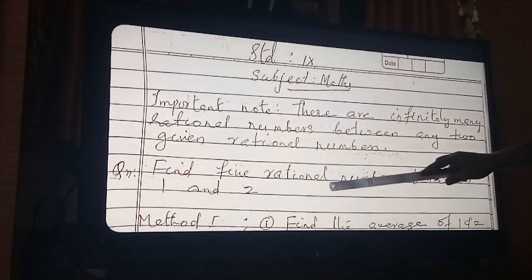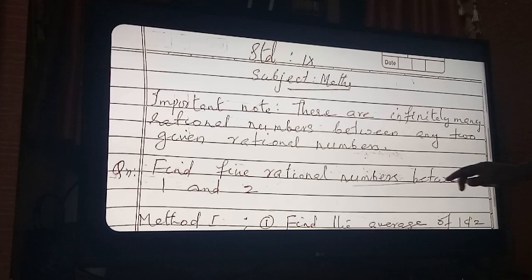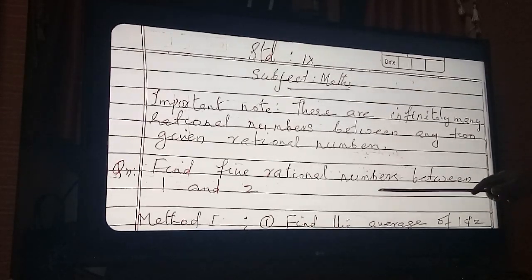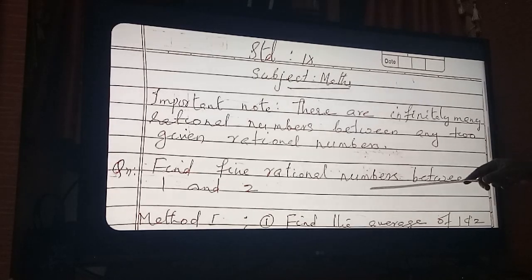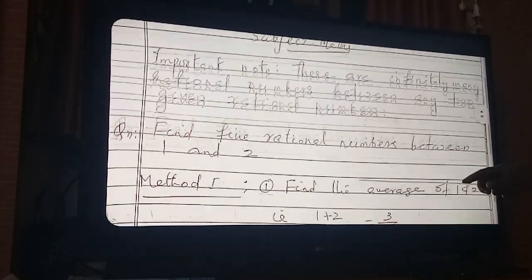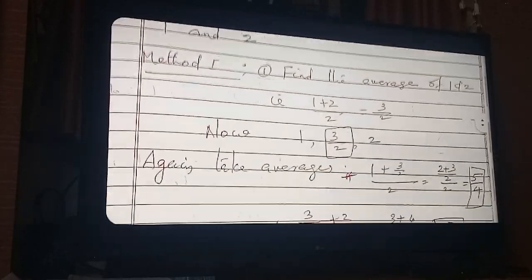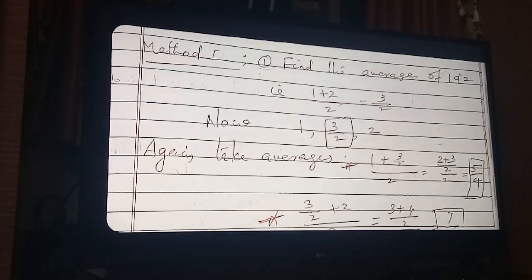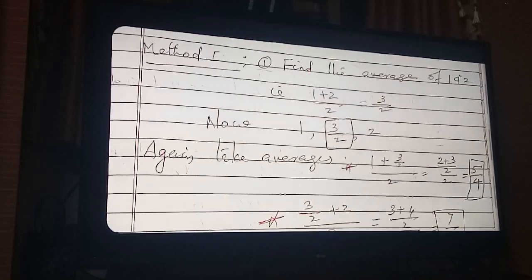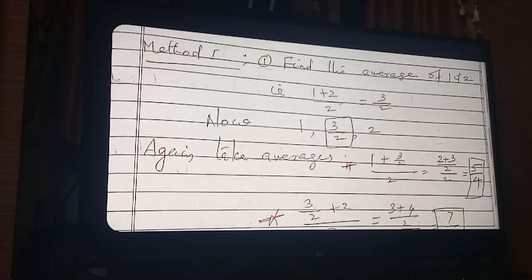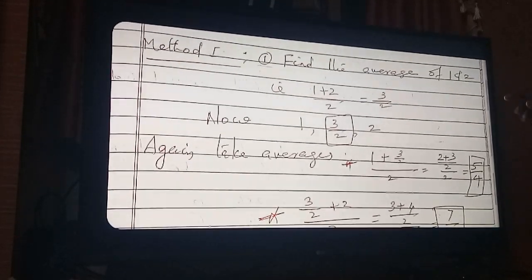Now our questions start. First question is, find 5 rational numbers between 1 and 2. There are two methods. I will explain both methods, then you suggest which method is easy for you. Okay? Finding the rational numbers between 1 and 2.